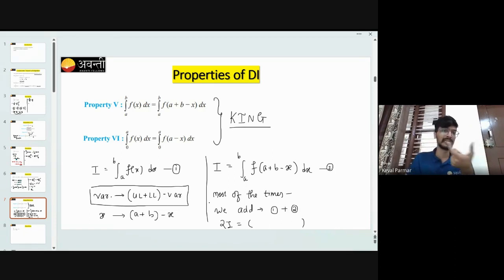Now let's see what we can do. We mark the given question as 1. We'll apply king and mark the result as 2. And most of the times we'll add, we'll do 1 plus 2. Got it? I hope it is clear. Let's look at some questions.